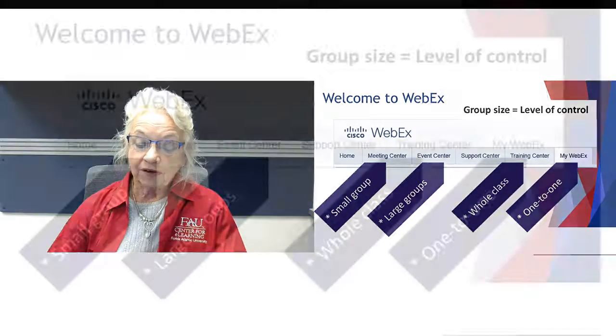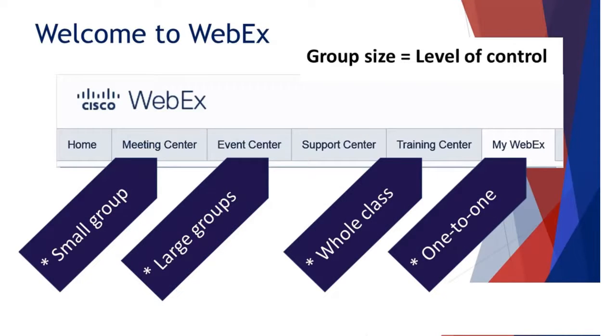And we have access to 3 different levels of it. My WebEx is when you want to set up a one-on-one meeting with a student. The meeting center is set up for small groups. The training center is when you are going to do a synchronous whole class session. And then the event center is designed for large groups, and that's what we're using for this.